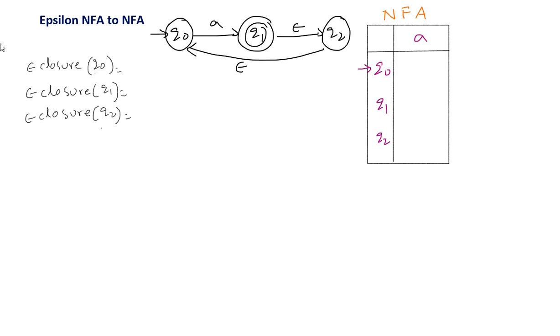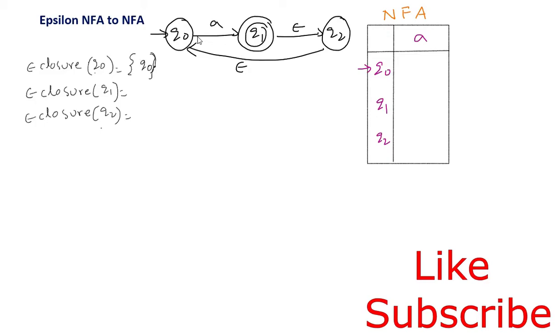First we will calculate the epsilon closure of Q0. Epsilon closure of Q0 means the set of states it can reach from Q0 with the epsilon transitions. Without reading any input symbol, it can reach the state Q0, so the self state we need to write first. On Q0, there is no epsilon transition defined, so we are going to get only one state, that is Q0. Now we will calculate the epsilon closure of Q1.